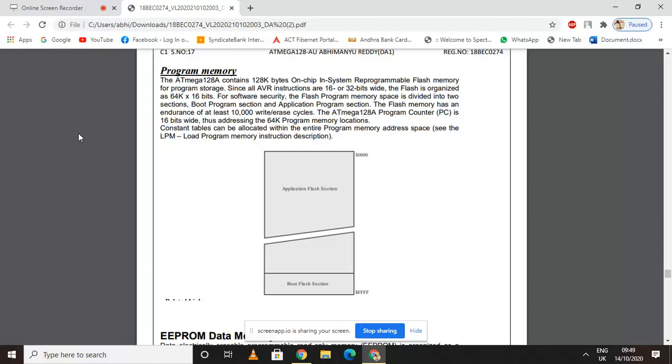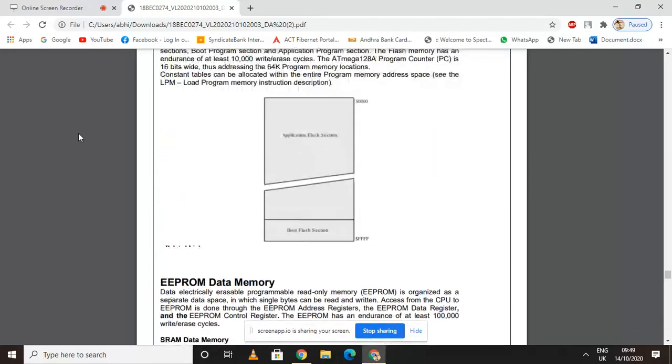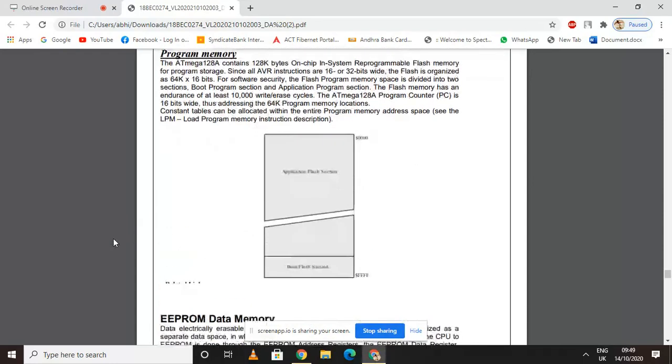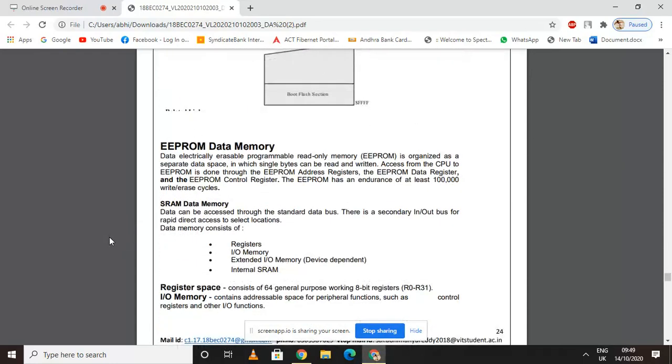The ATmega128A program counter, PC, is 16 bits wide. So this is basically a block diagram of that program memory. Then the EEPROM data memory. The electrically erasable programmable read-only memory is organized as a separate data space. The EEPROM has an endurance of at least 1 lakh write/erase cycles.